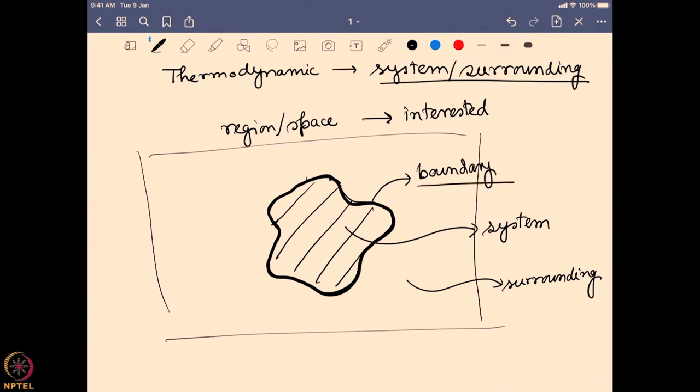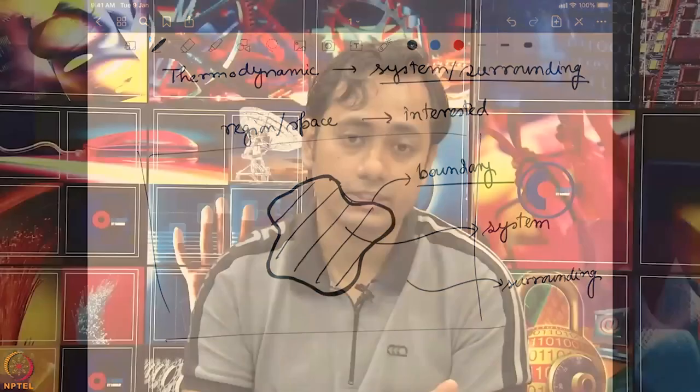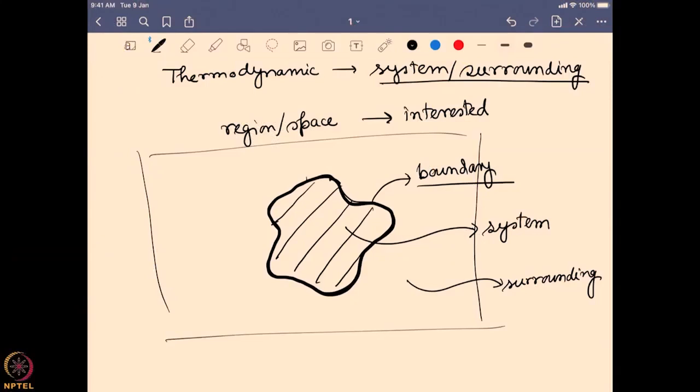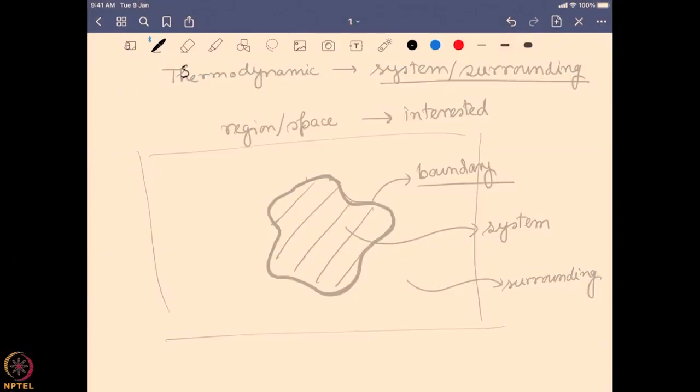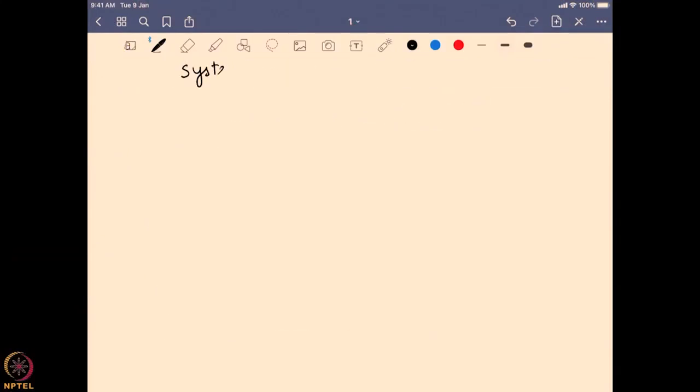So again, if we want to recap, there are three important factors. One is the system, one is the surrounding, and the thing which is separating both system and surrounding is known as the boundary. Now depending on how the system and surrounding are interacting through the boundary, we can define system in three different ways. Let's take a look into them.